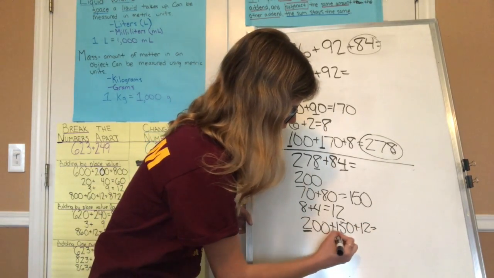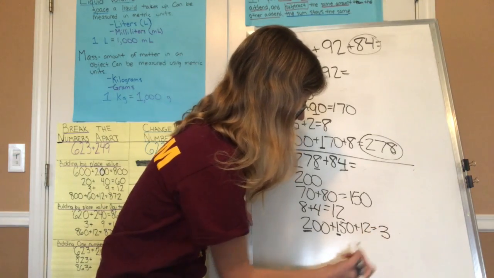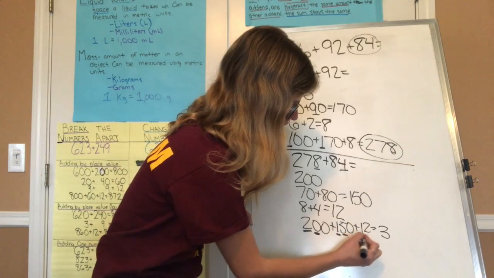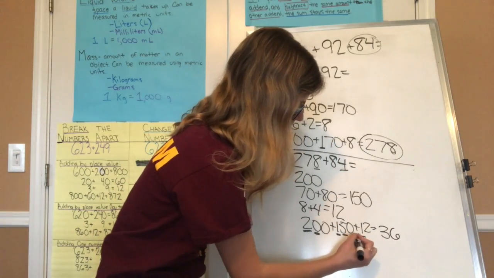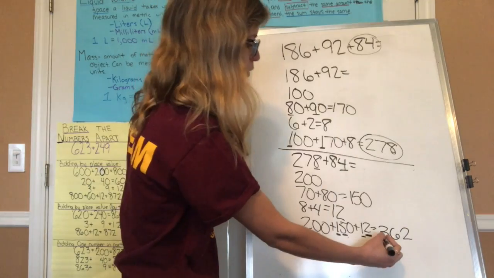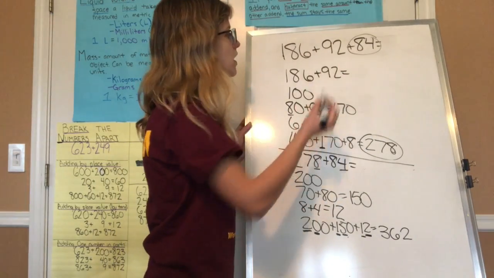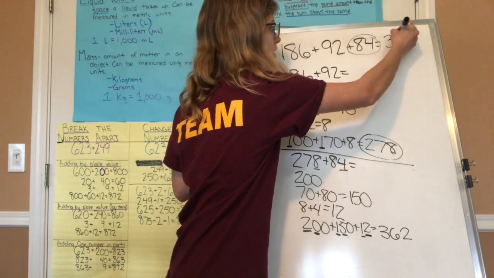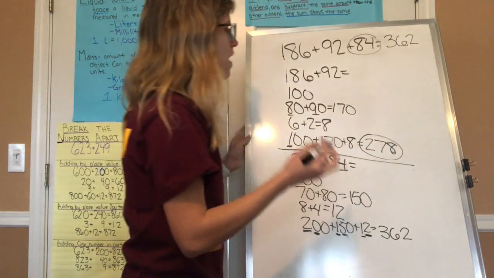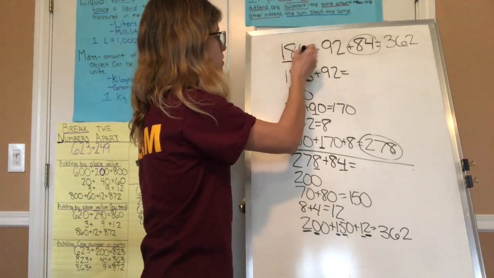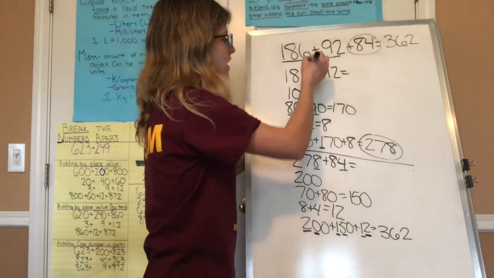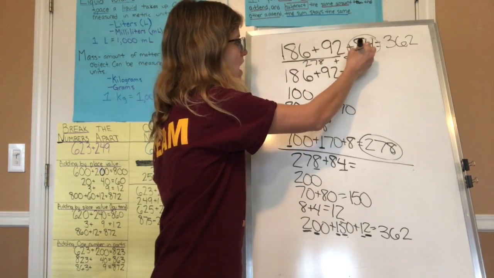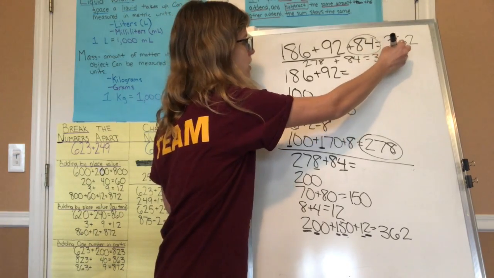So 200 plus 100 is 300. Now I'm looking at my tens place. So 50 plus 10 is 60, and then I have 2. My number would be 362. So 186 plus 92 plus 84 would be 362. And I solved that by adding first 2 of my addends, getting the solution, which was 278, and then adding my third addend to get the answer of 362.